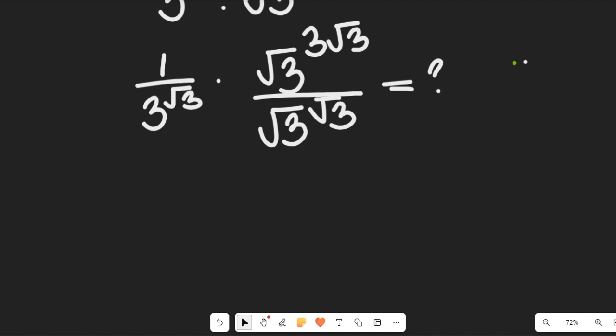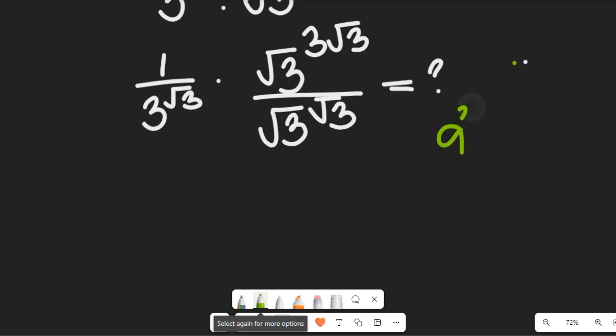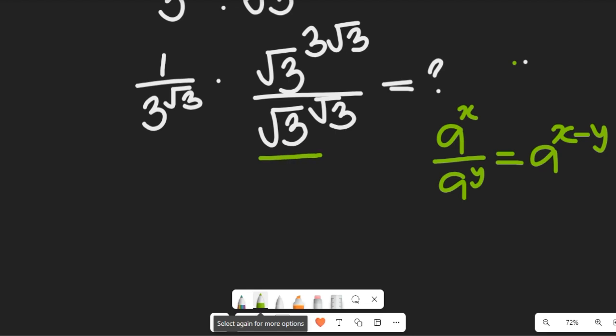And the common term is this expression. So I'm going to use a certain law of indices. Remember, if I have a to the power of x divided by a to the power of y, right? Both of them can give me the value of a to the power of x minus y, right? That is the law of indices. Now come to apply that to this expression.